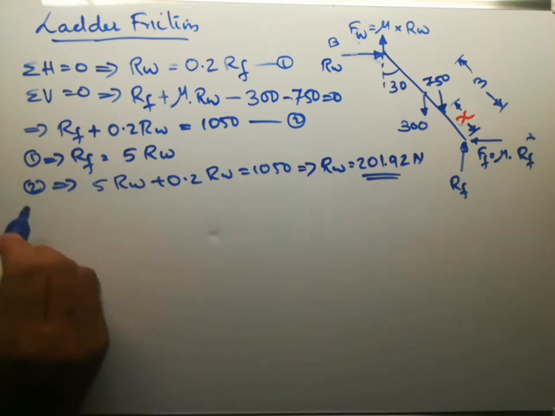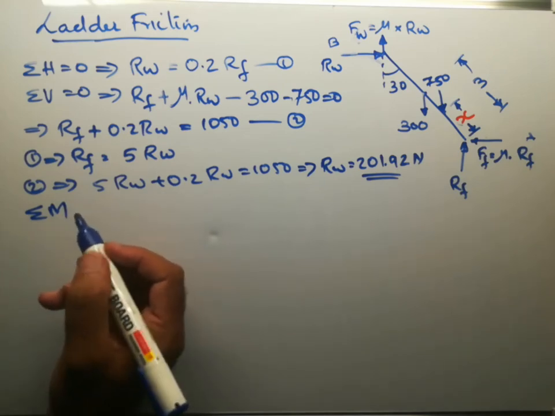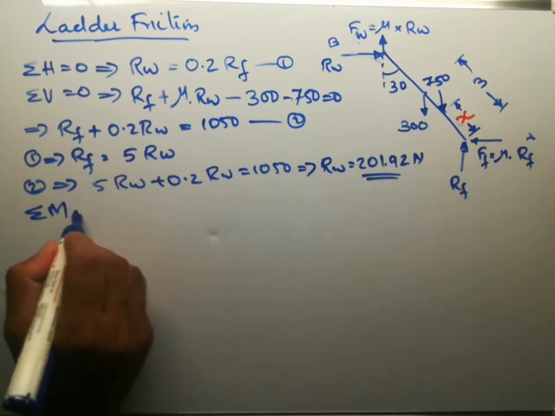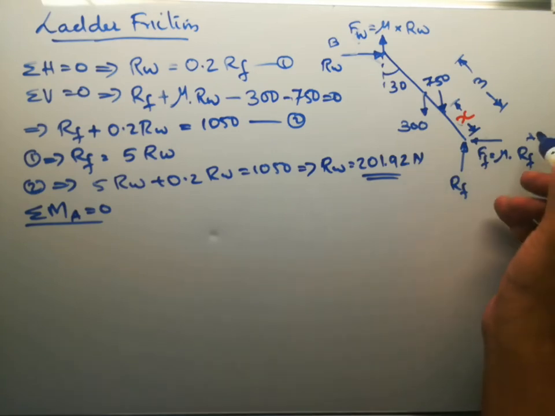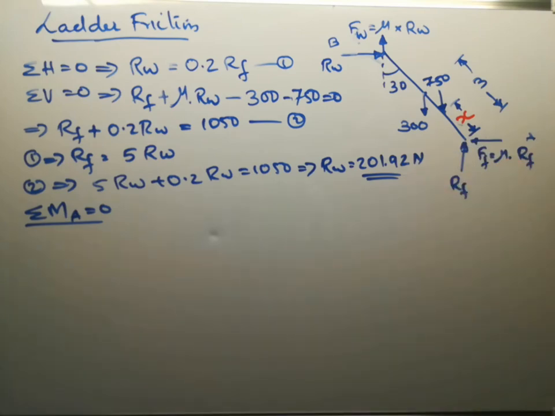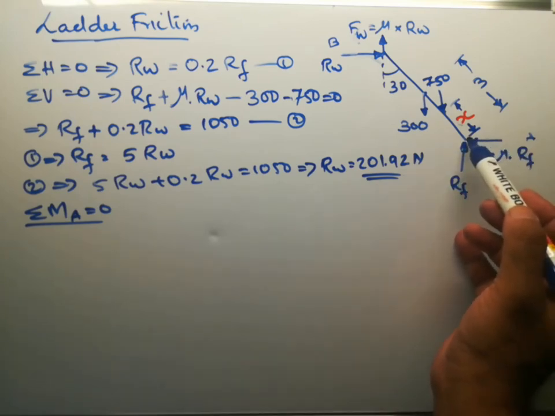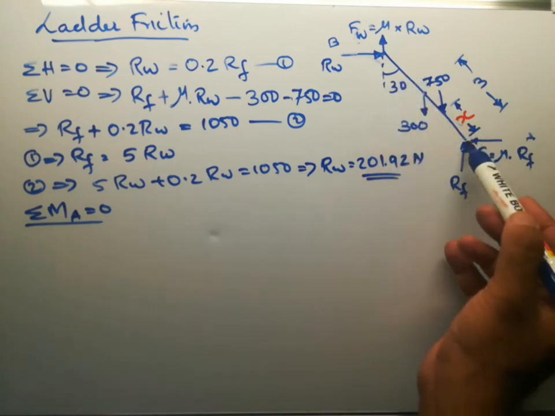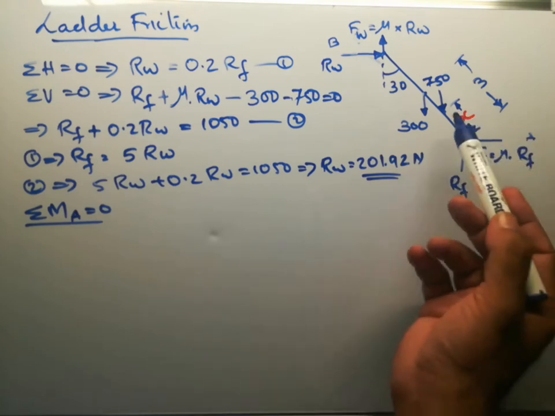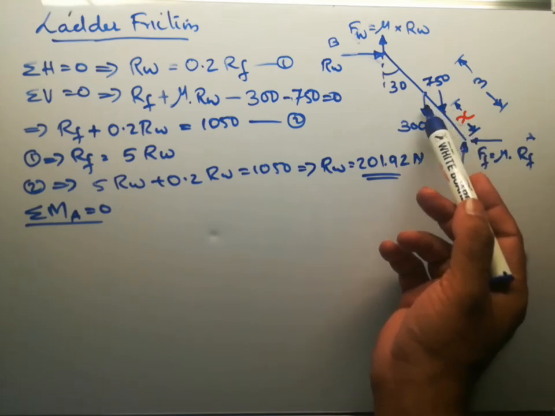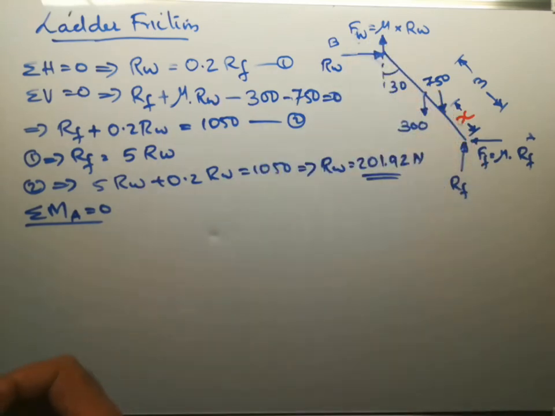Now consider sigma M about A equal to 0. That is, the sum of all the moments about point A equal to 0. A is the bottom point. So we have to find out the moments of all the forces about point A. So these two forces, that is Rf and Ff, will not make any moment. Only forces which are making moment will be 750, 300, Rw and Fw.